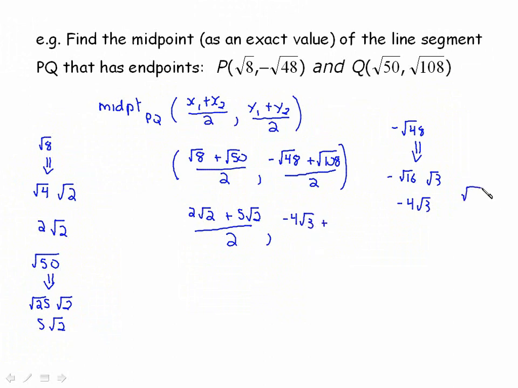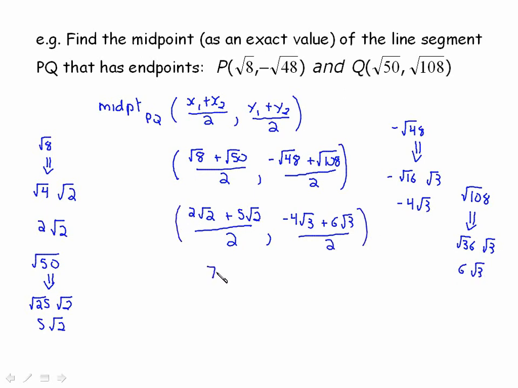And then the square root of 108, a little more difficult. You have to figure out what multiplies into that. And this is going to be square root 36 times 3. So 6 root 3, divided by 2.